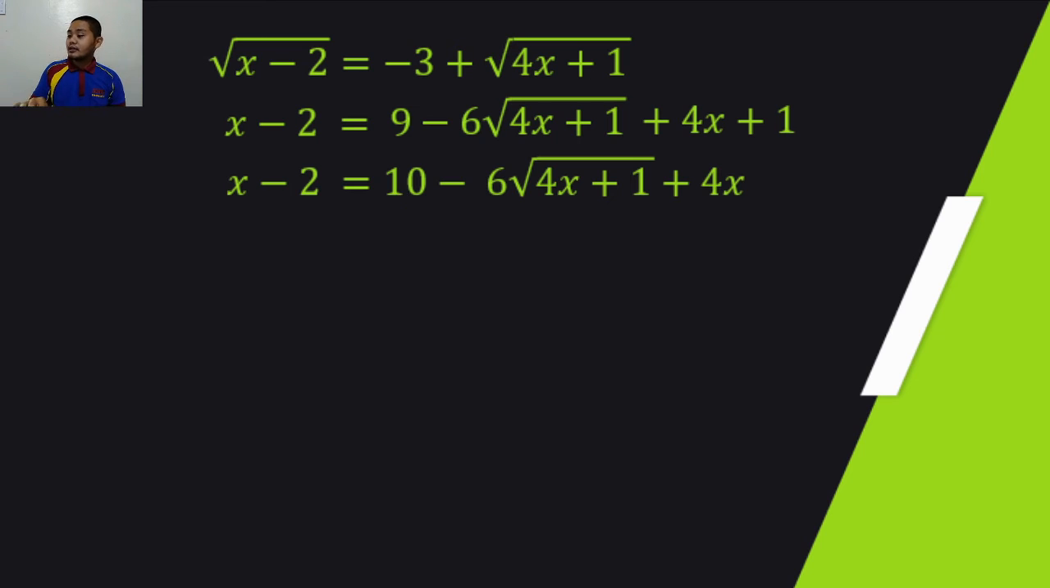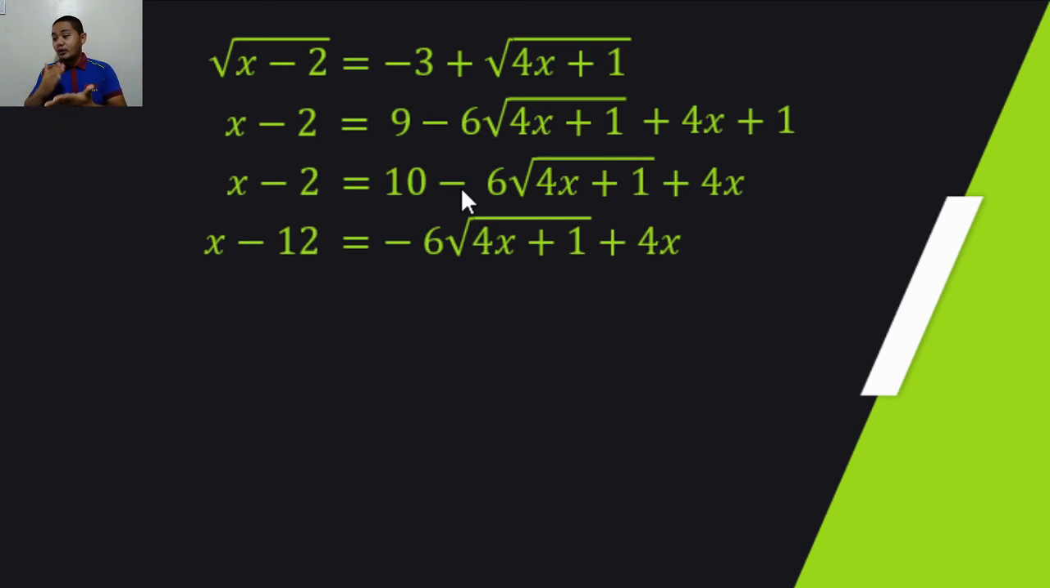Next, ang gagawin ko niyan dito is ganito. I will subtract 10 on both sides of the equation. Gusto ko kasi ang maiwan sa right side ay yung may radical symbol. So, eliminate ko muna to. So, I added negative 10 on both sides of the equation.